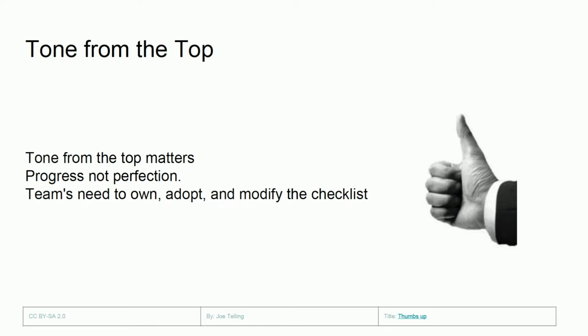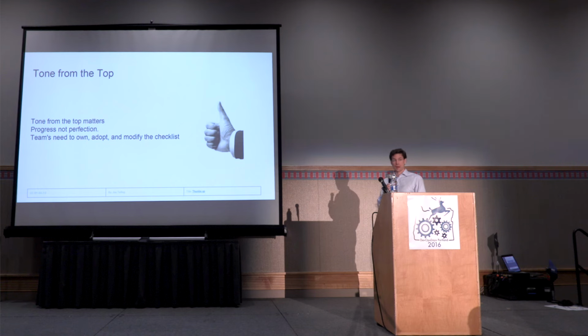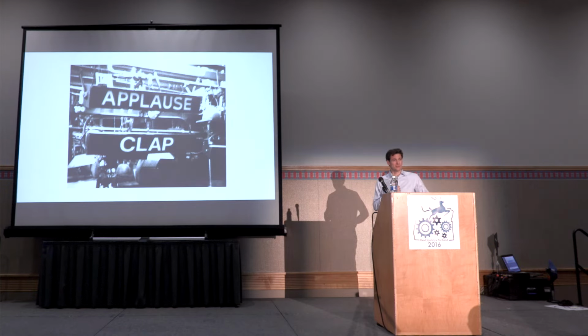And the last thing that's really important to note is the tone from the top really matters, right? This is all about progress, not perfection. So if you come out with a checklist item and it's really explicit, sometimes it can shut down the conversation. So you really need to make sure that you have the right tone too.